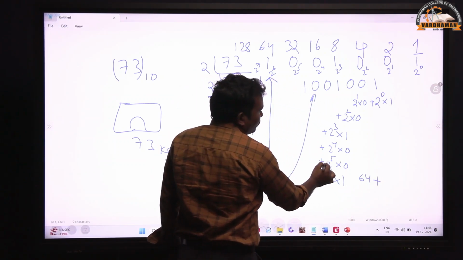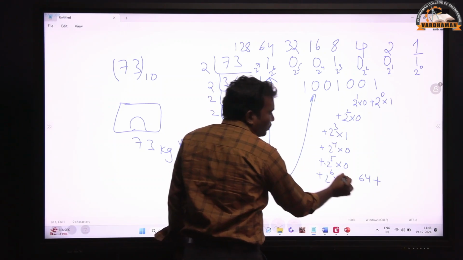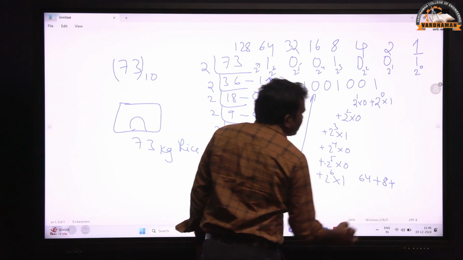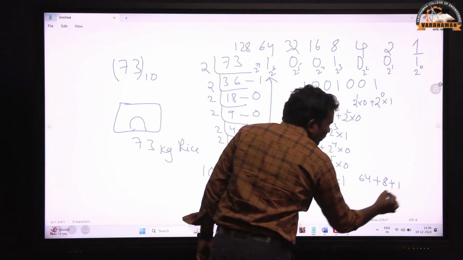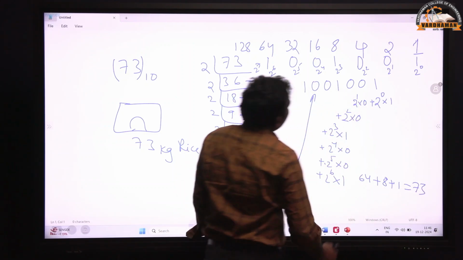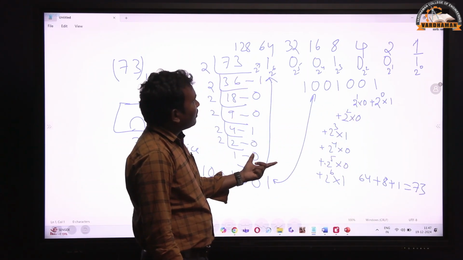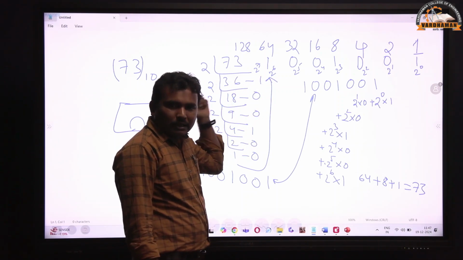Plus we are not including 32, we are not including 16, we are including 2 power 3, so 8, plus we are not including 4, we are not including 2, we are including 1. So, 1. So, what is it summing up to? 73.